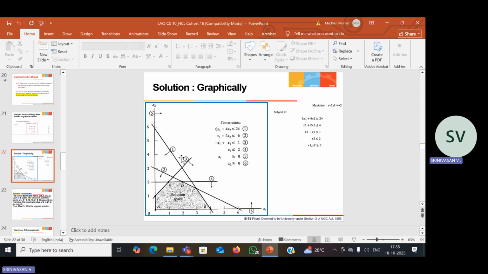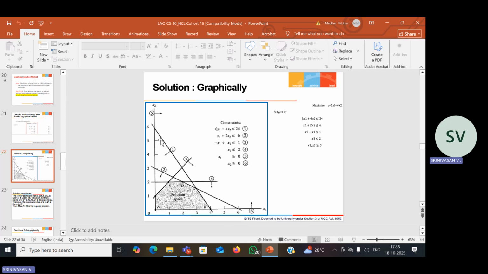So that you will have an equation. Is it right? So you have 4, 0, one point. 2, 3 is another point. 0, 6. Enough to draw the line. This is line 1. Why is the arrow mark put down? Because 6x1 + 4x2 is less than or equal to 24.